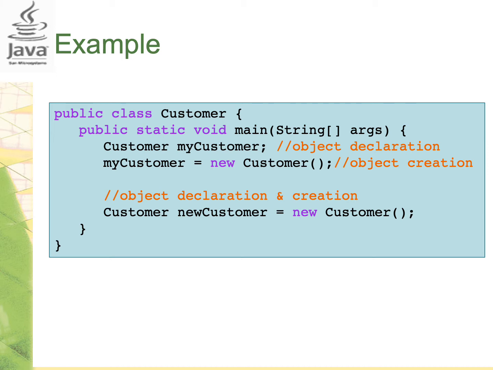We can also declare and create the object straight away. For example, Customer newCustomer = new Customer(). When we write myCustomer = new Customer(), that Customer() is the constructor of this class. That's why it has the same name as the class name.